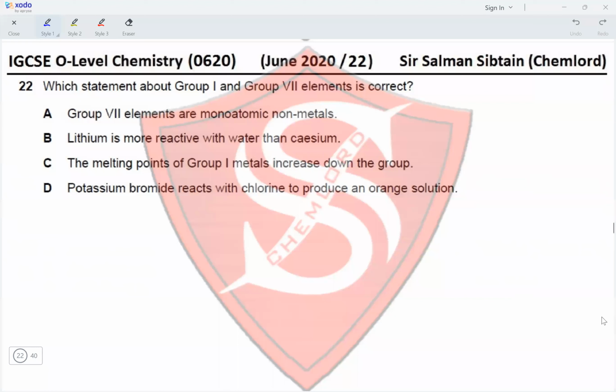Question 22. Which statement about group 1 and group 7 elements is correct? Group 7 elements are monoatomic nonmetals? No, they are diatomic nonmetals. F2, Cl2, Br2, I2. All of them are diatomic. Next, lithium is more reactive with water than cesium. Reactivity of group 1 metals increases down the group. So lithium is less reactive.